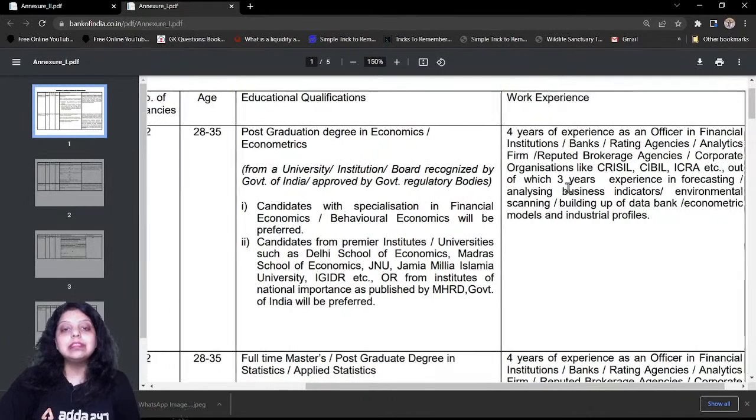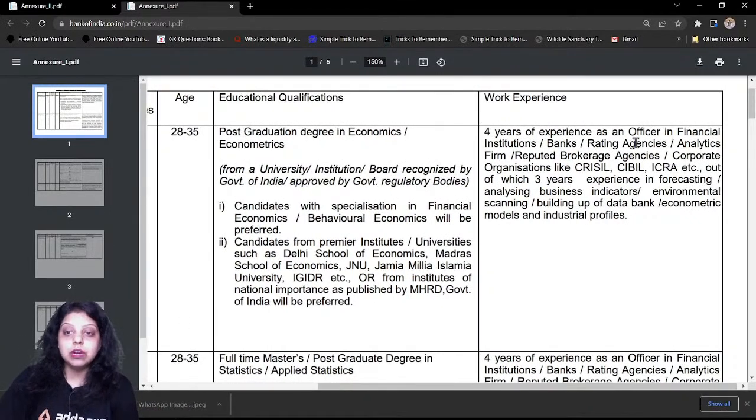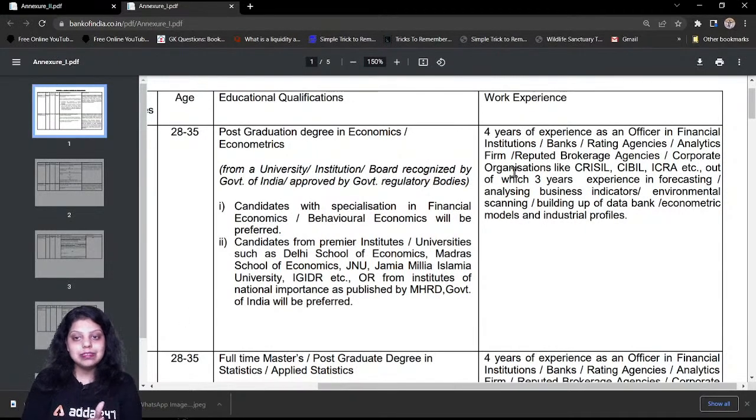Now work experience is required here. Four years of work experience is required as an officer in a financial institution or bank or rating agency. That's the credit rating agency, CAIIB or CRISIL or ICRA. It can be anything. Now analyst firm, reputed broker agencies, corporate organization like CRISIL, CAIIB, ICRA. These are the credit rating agencies, out of which 3 years experience in forecasting, analysis, business indicators, environmental scanning, building up of data bank, econometric models and industrial profiles.